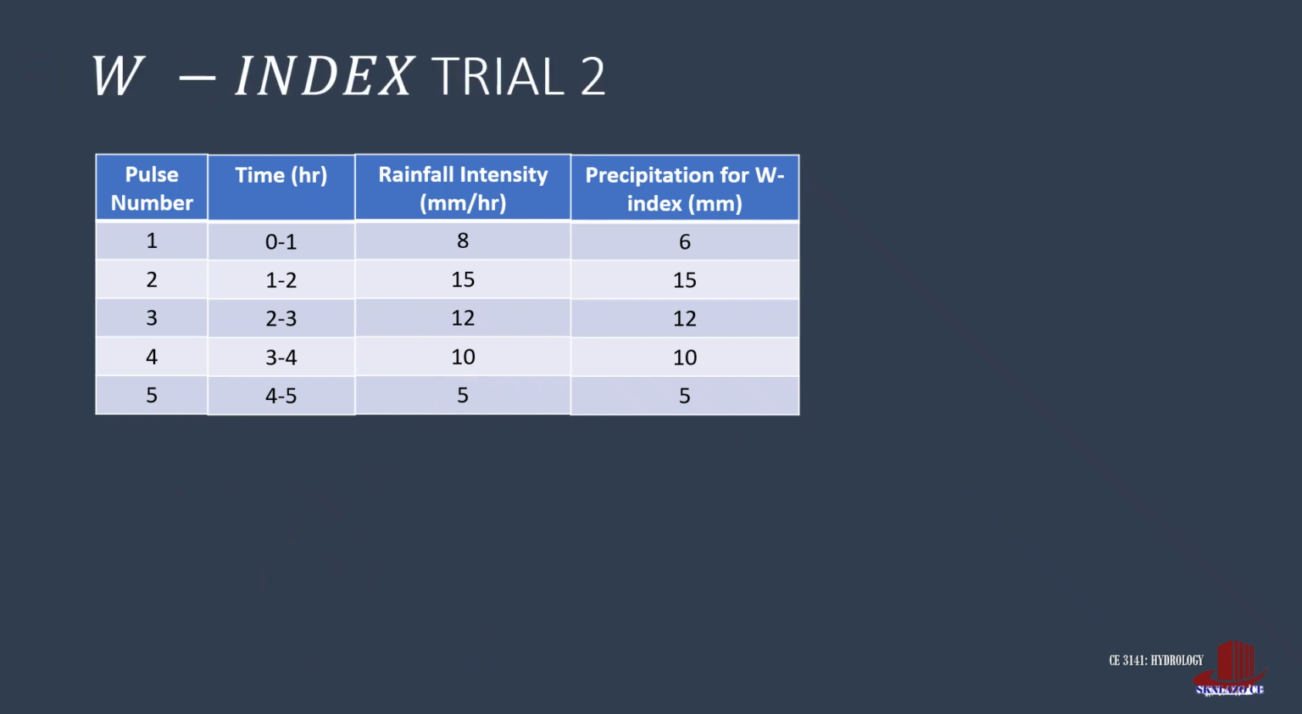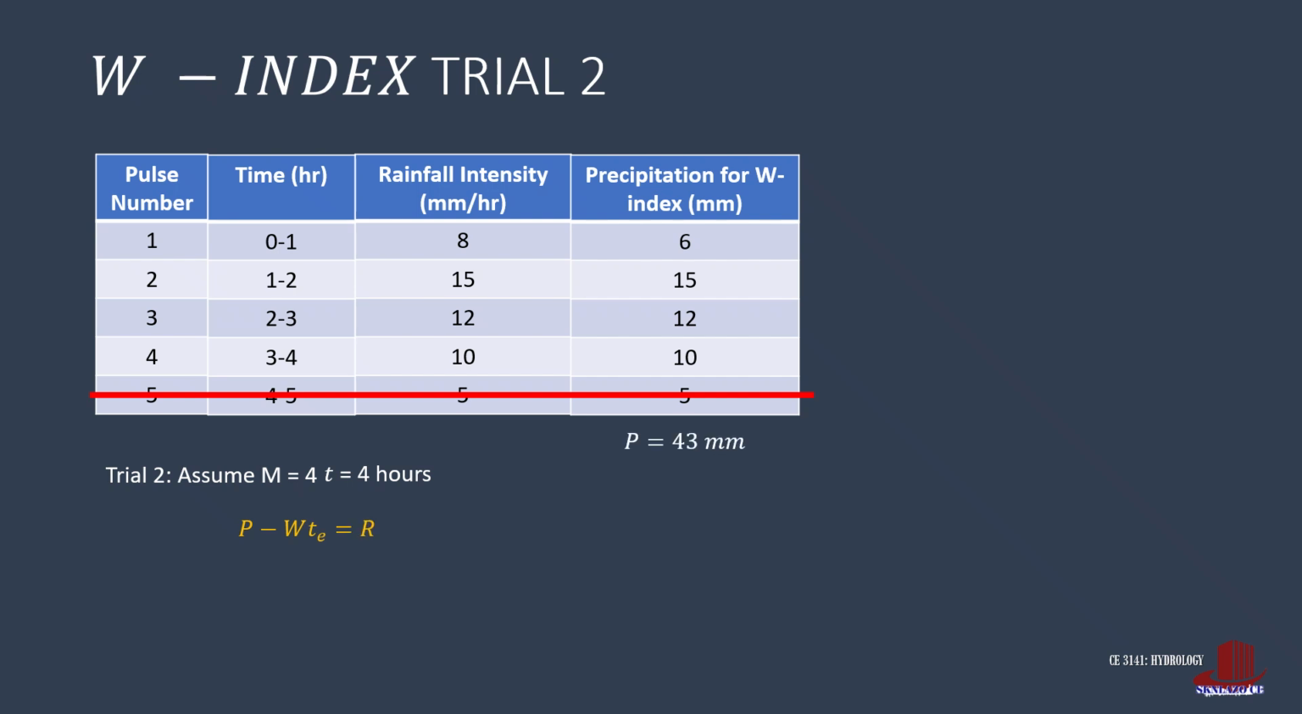Work on the second trial, this time taking out pulse 5, making t equal to 4 hours. With the same function, we plug in P as the summation of the remaining precipitation, which is 43 mm. So the function becomes 43 minus 4W as equal to 23. W then is 43 less 23 all upon 4, resulting to 5 millimeters per hour. Compare W index with the rainfall intensities, and it is observed that there is excess rainfall from each pulse. So we consider W index as 5 millimeters per hour.